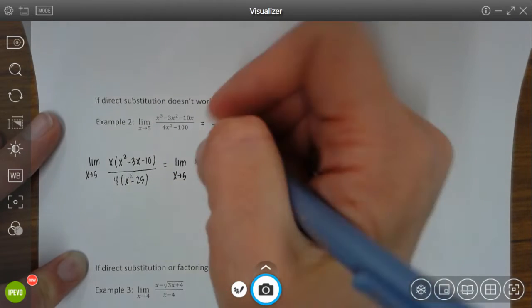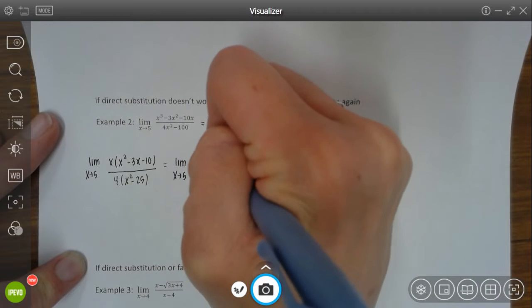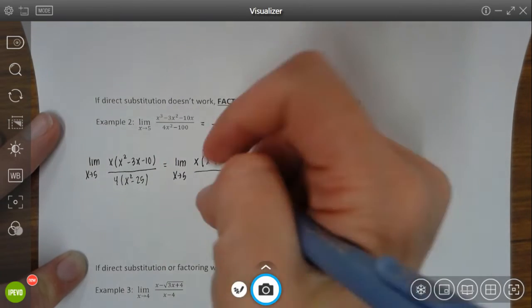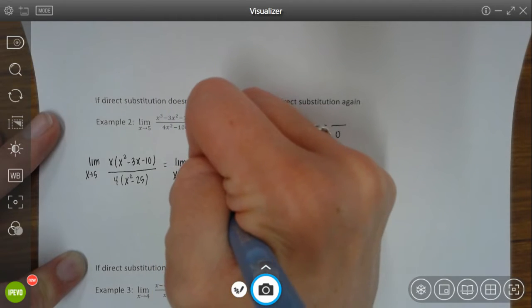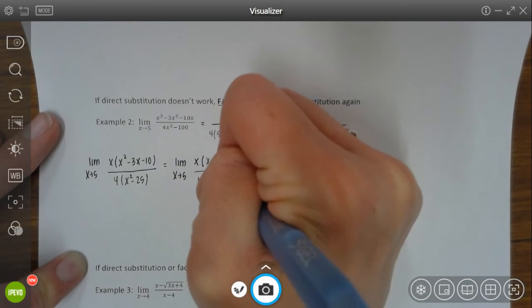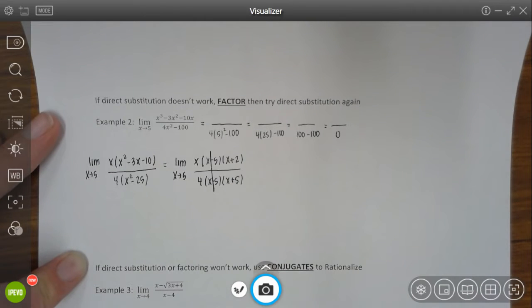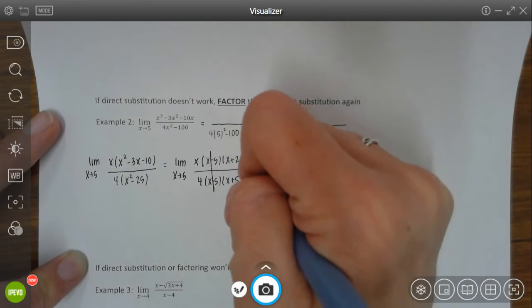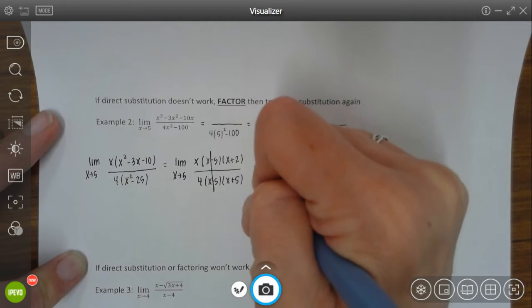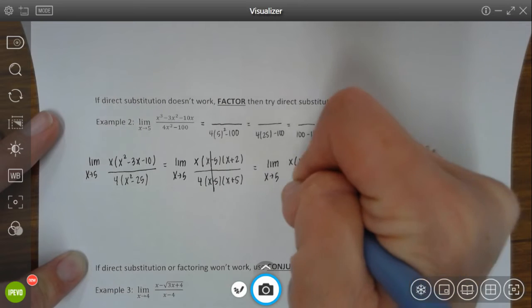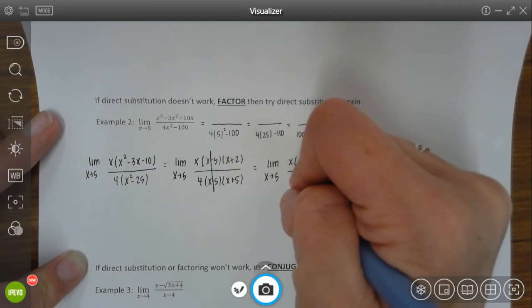So I can factor this into x minus 5 and x plus 2. And then the denominator, difference of two squares, will give me 4 times x minus 5 times x plus 5. And at this point, I'm noticing that I have a common factor of x minus 5 that I can get rid of. So I'm left with the limit as x approaches 5 of x times x plus 2 over 4 times x plus 5.